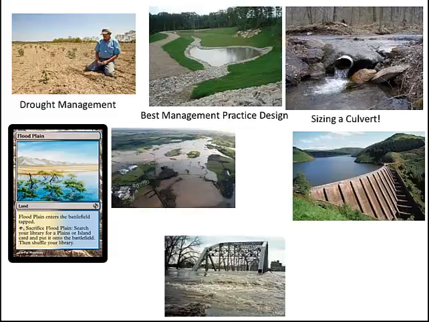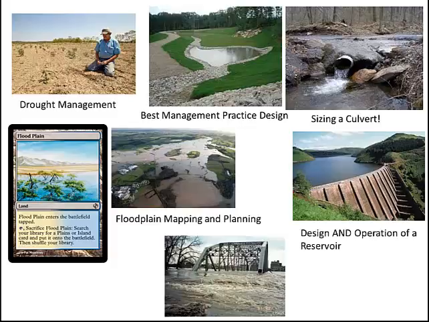Sizing a culvert is very definitely a design aspect. There might be a little bit of planning going into that, but we're really talking about sizing a structure again. Now, floodplain mapping and planning, I would say, is more under the planning aspects, but it also does deal with design to some extent. Design and operation of a reservoir can fall under both planning and design. We might be talking about how big should this reservoir be? We also might be talking about when do we have to build the next one, and how big does that one have to be? How do we manage the day-to-day water use? So it could be planning, or it could be designing the actual structure.